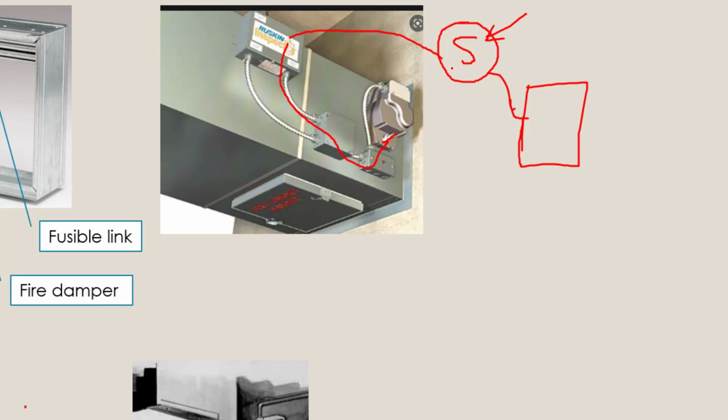So once this smoke detector is activated and it activates the fire alarm system, then the fire alarm system will then send a signal to this smoke damper and basically turn this motor, this actuator, to turn the shaft that will then close the smoke damper inside. So this is typically how a smoke damper works.